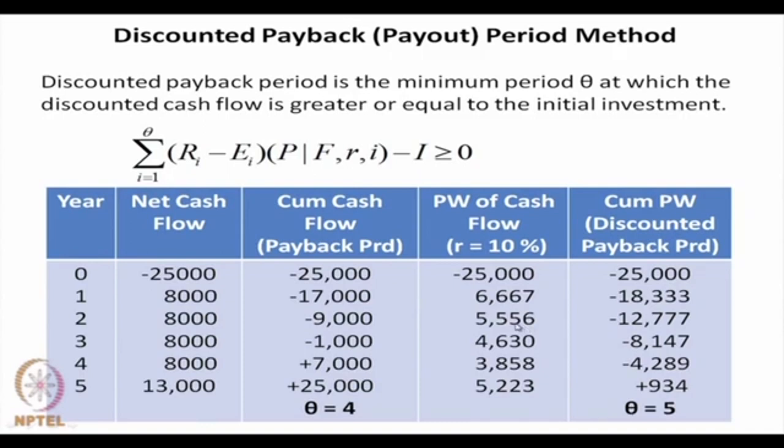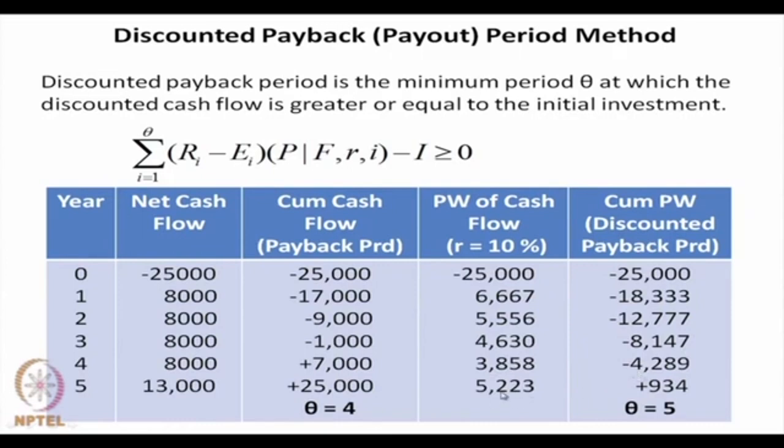And therefore, the remaining amount is this minus this, which is 12,777. And similar calculations are now made after the third year, the present worth is 4,630. If you subtract this amount from here, you get the unrealized amount of 8,147. And after the end of the fourth year, it is still negative.